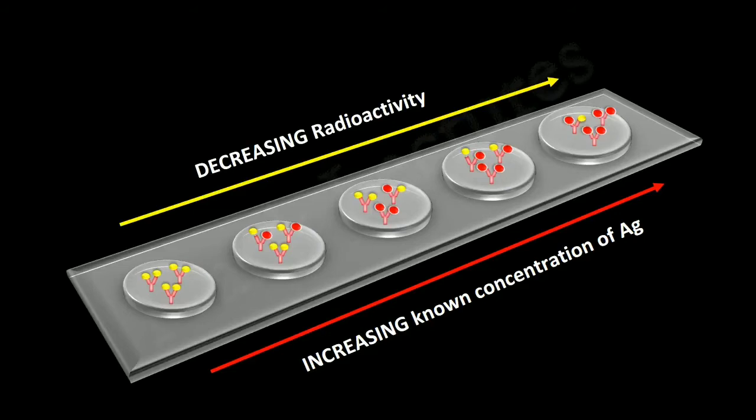At the end of this procedure, we have value of radioactivity for each well. Also, we know the concentration of the unlabeled antigen added in each well. Let's now plot a standard curve.